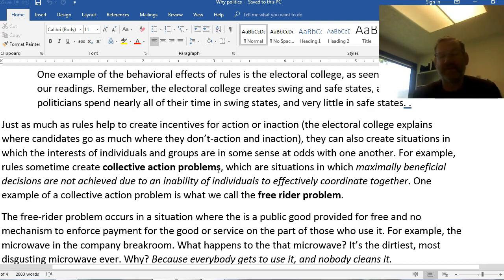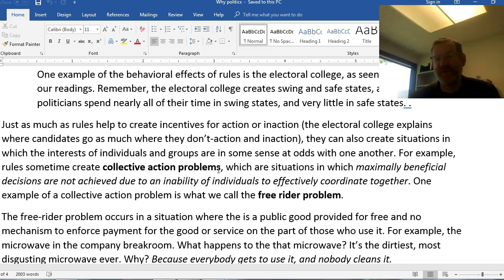Collective action problems is any time at which the most beneficial social decision is not achieved due to an inability of individuals to effectively coordinate together. Okay, I'm going to take us through a few examples of these. The first example I'm going to call the free rider problem. The free rider problem occurs in a situation where there's a public good provided for free and no mechanism to enforce payment for that good or service on the part of the people who use it.